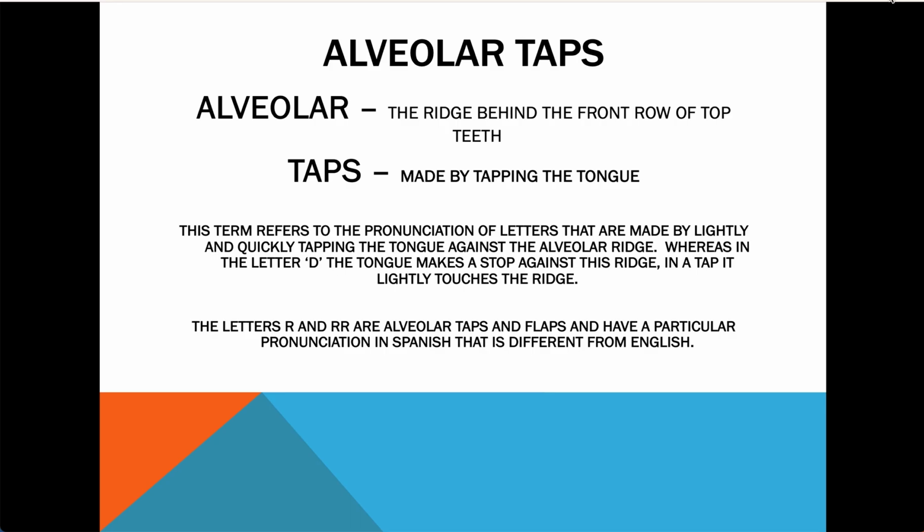Alveolar taps. Alveolar, the ridge behind the front row of top teeth. Taps made by tapping the tongue. This term refers to the pronunciation of letters that are made by lightly and quickly tapping the tongue against the alveolar ridge. Whereas in the letter D, the tongue makes a stop against this ridge, in a tap it lightly touches the ridge. The letters R and RR are alveolar taps and flaps, and have a particular pronunciation in Spanish that is different from English.